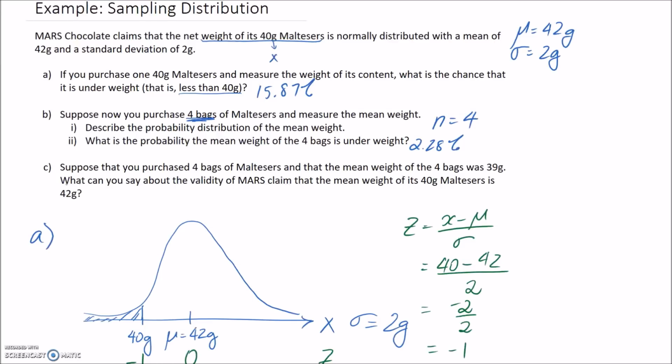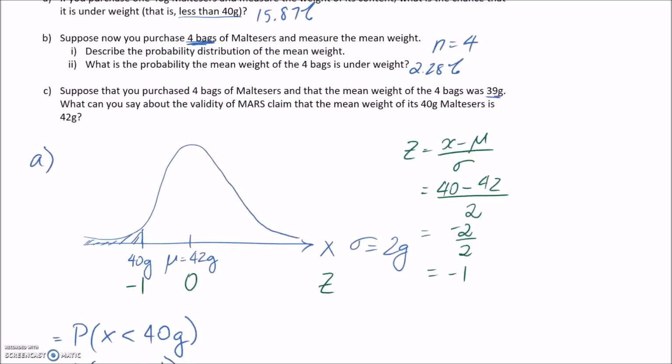So, one bit left. Suppose that you purchased 4 bags of Maltesers and the mean weight of the 4 bags was 39 grams. What can you say about the validity of Mars's claim that the mean weight of its 40-gram bags is actually 42? So what we need to look at here is the chance of getting a 39-gram bag, but since this is a continuous distribution, we can't just look at one point on it. Remember, we need to look at areas under the curve. So I'm going to go with the worst case, which is the probability that our bags are 39 grams or less. Okay, so let's go and draw our diagram for that.